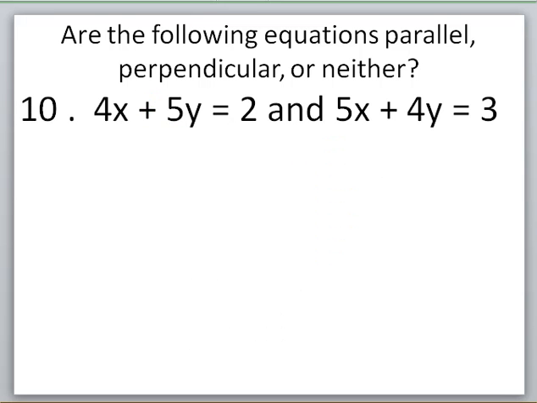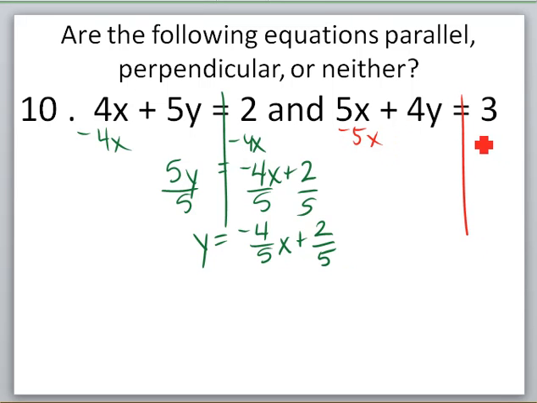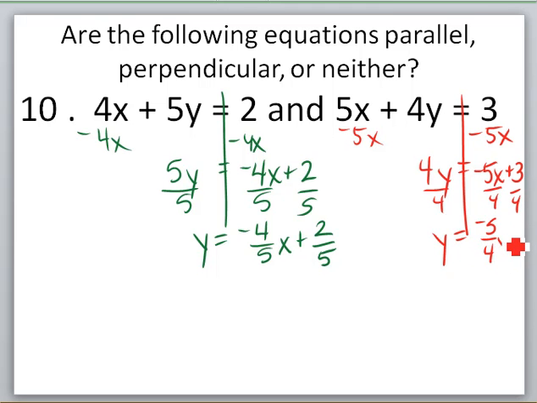The next example, I need to solve for y so I can find the slope of each line. So I'll solve for y by subtracting 4x from both sides. That gives me 5y equals negative 4x plus 2. I'll divide by 5 everywhere. So that means my first line is y equals negative 4/5 x plus 2/5. The second line I will solve for y as well by subtracting 5x from both sides. That gives me 4y equals negative 5x plus 3. Then I'll divide by 4 everywhere. That gives me the line y equals negative 5/4 x plus 3/4.